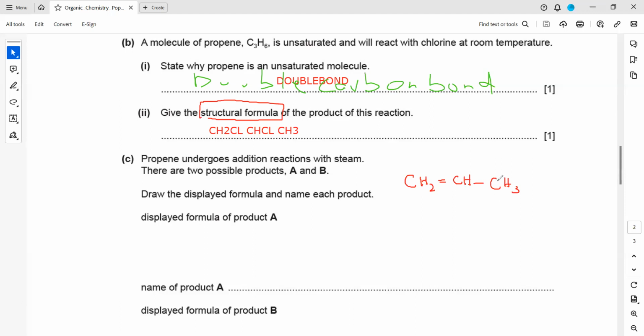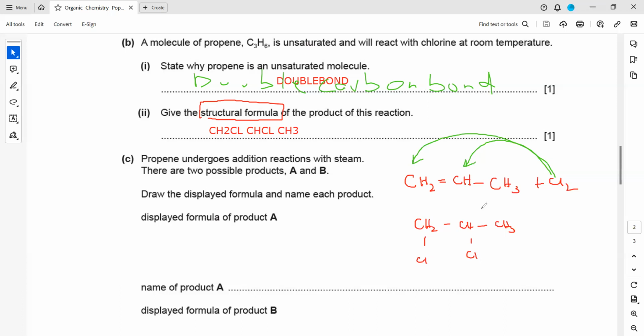Now, when chlorine is added, an addition reaction will happen, so the double bond will break. One chlorine is added to the first carbon, another chlorine is added to the second carbon. So the structure of the product will be CH2Cl, then CHCl, and then CH3. This is the product.